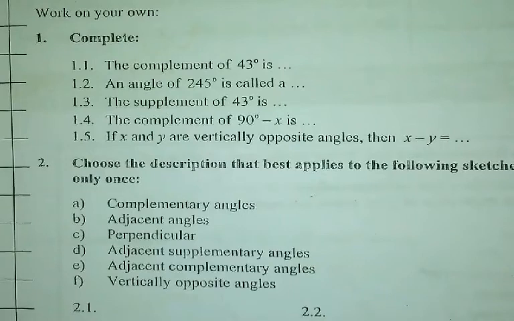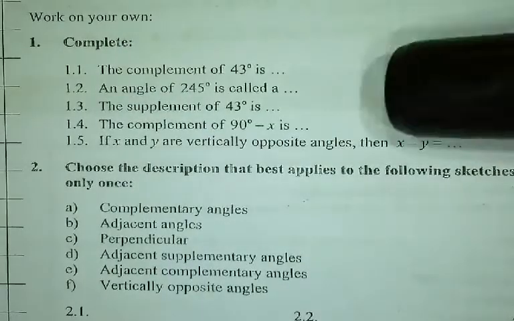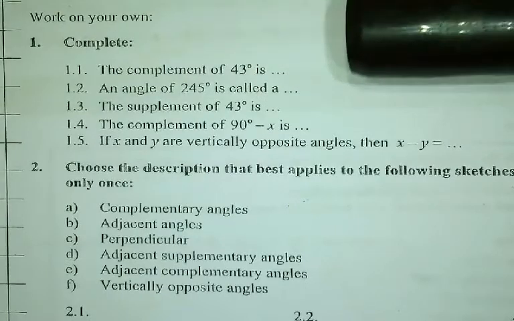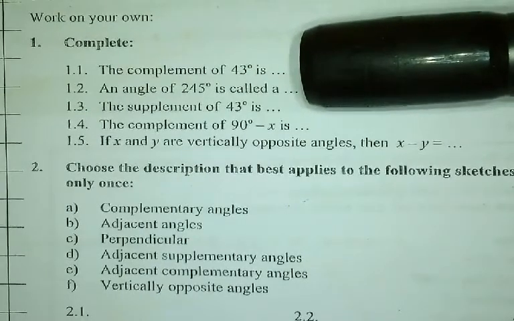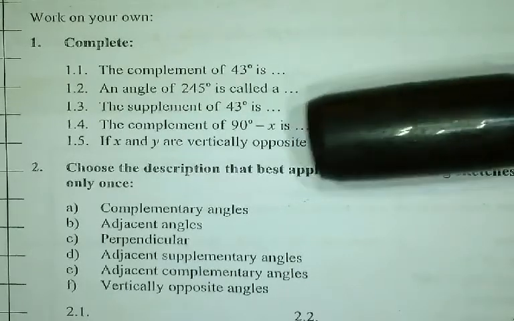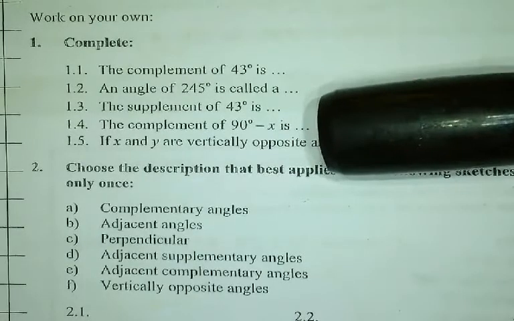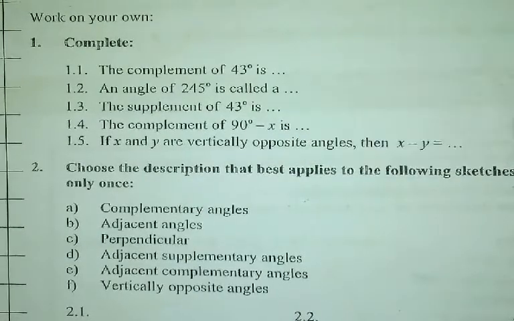Alright guys, so let's deal with a couple of straight line questions. I'm going to deal with each of the questions one at a time. So, for question 1, we need to find the complement of 43. We need to name an angle. We need to find the supplement of 43, the complement of 90 minus x, and then we need to do a bit of maths with two vertically opposite angles.